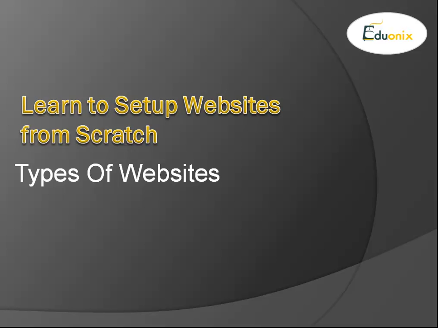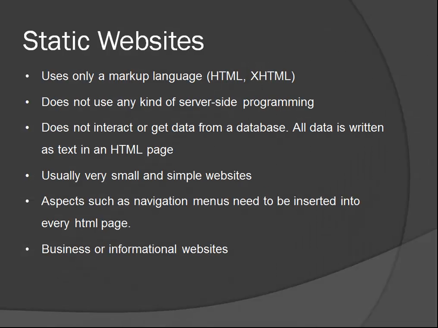Alright, so now that we know the different components of a website, I want to go over the different types of websites that are out there. The simplest type of website is a static HTML website, and it's basically just HTML. There's no server-side programming. It doesn't interact or get data from a database.